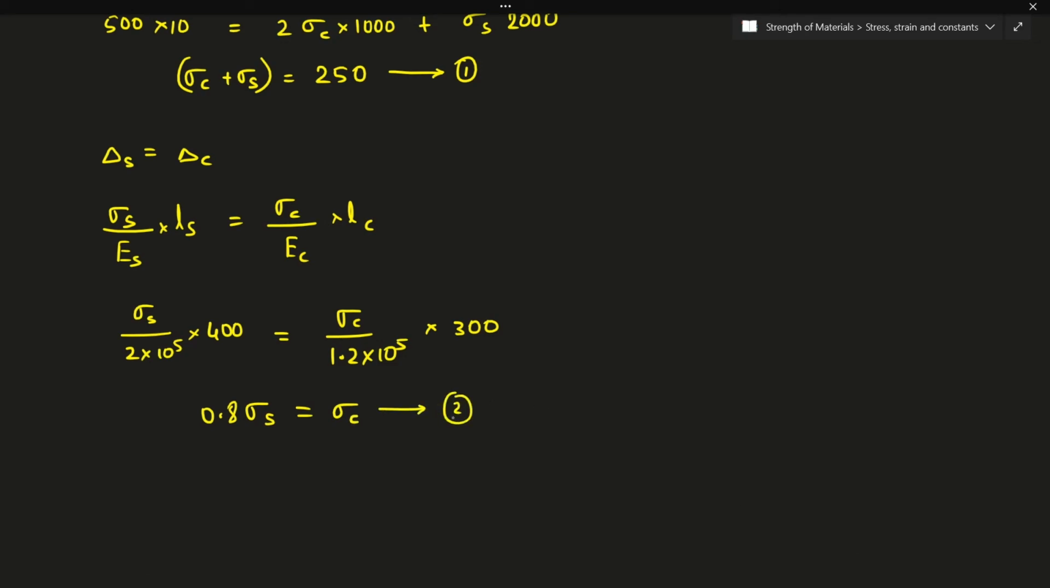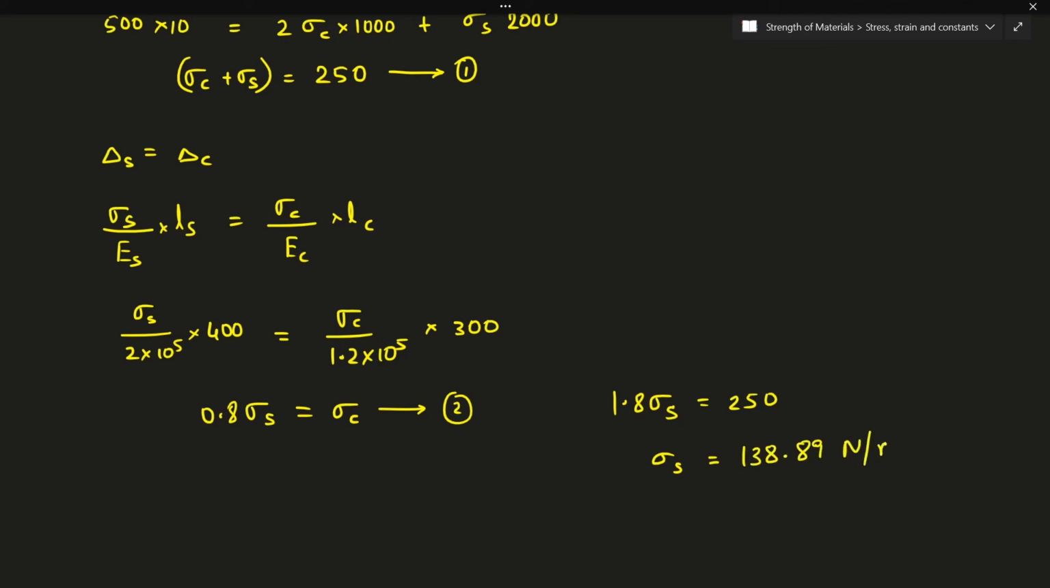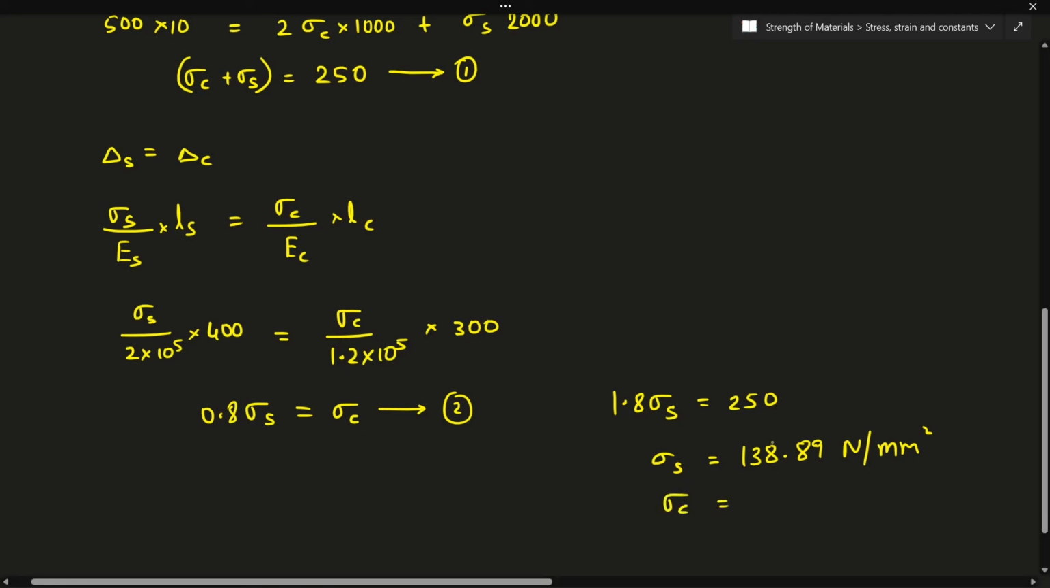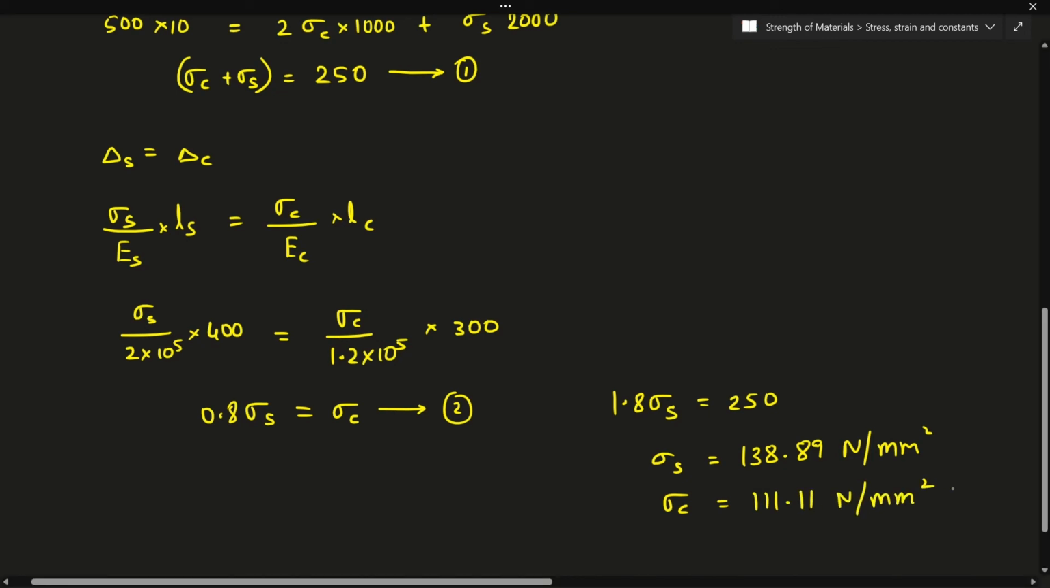Now if I substitute this equation 2 in 1, I'll be having 1.8 sigma S will be equal to 250. Now sigma S will be given as 250 divided by 1.8, that is 138.89 Newton per mm square. Now again if I subtract this back, sigma C will be given as 250 minus 138.89, I'll be having 111.11 Newton per mm square.